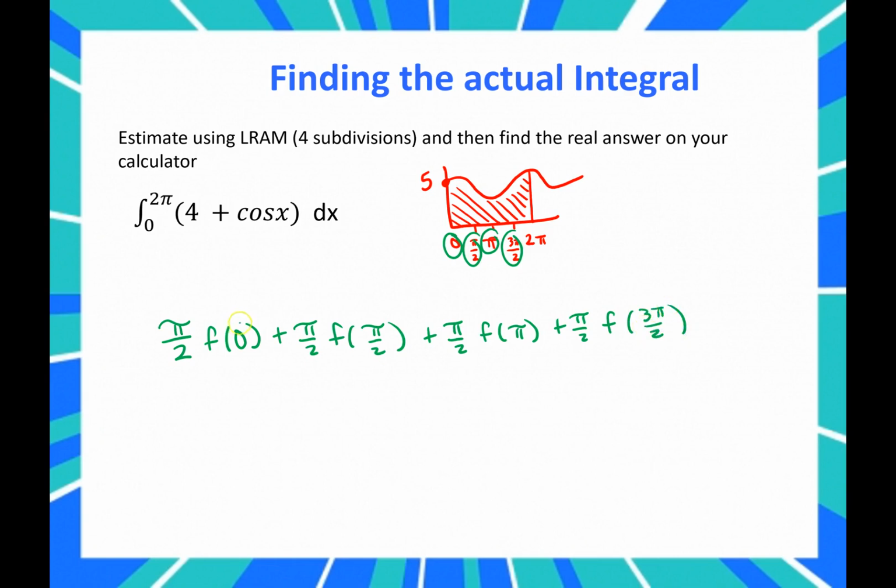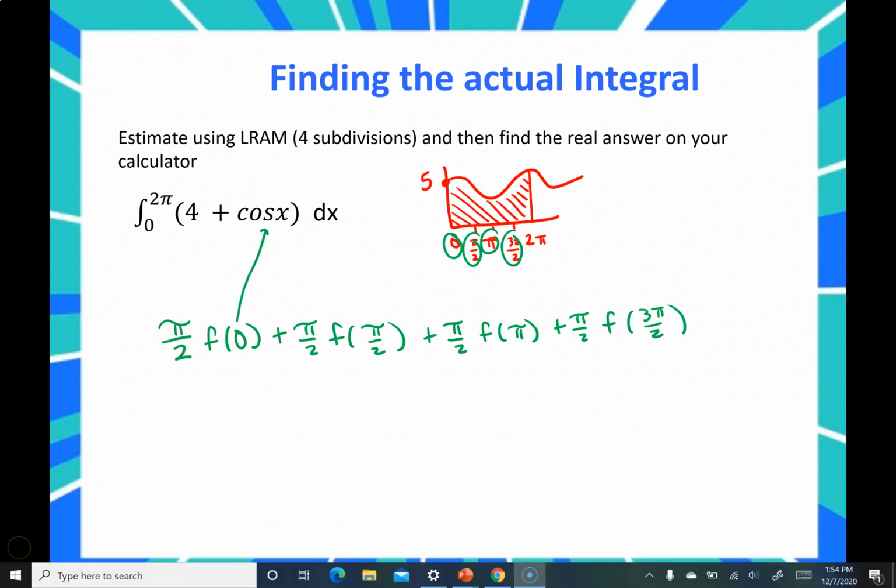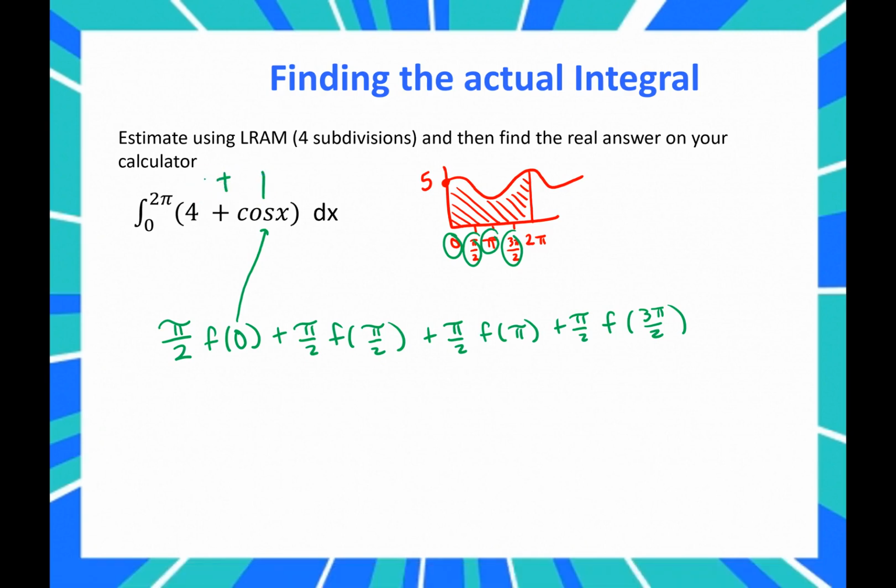So I'm going to be plugging this 0 in, and I can do this one pretty easily. Cosine of 0 is 1. So I'm going to have a 1 plus a 4, because cosine of 0 gives me 1. So this is going to be pi over 2, which I'm going to pull out because pi over 2 happens in all of these. So this is going to give me a 5 plus, okay, what is cosine of pi over 2? Well, cosine of pi over 2 is going to give me 0.